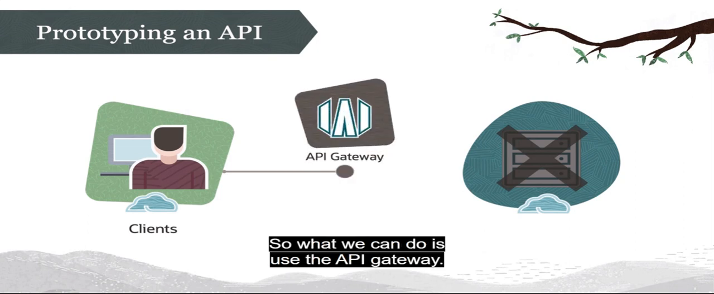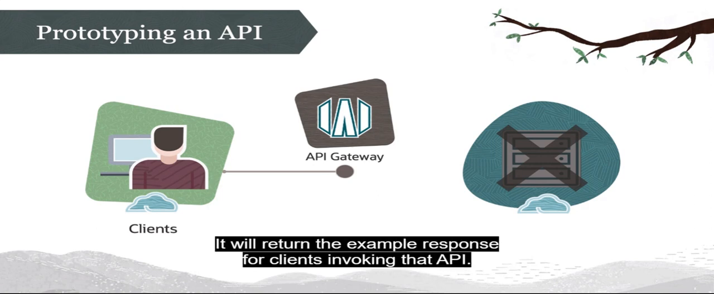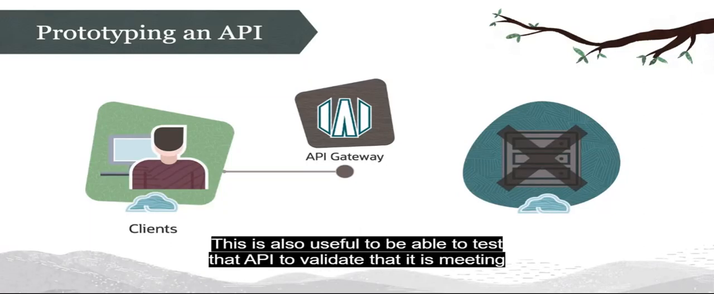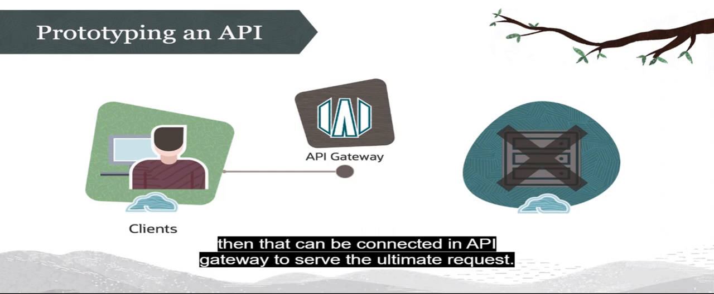So what we can do is use the API Gateway. By loading our description into API Gateway, we can very quickly create a stock response deployment in API Gateway. API Gateway will serve the API. It will return the example response for clients invoking that API. This is also useful to be able to test that API to validate that it is meeting the requirements for the project.